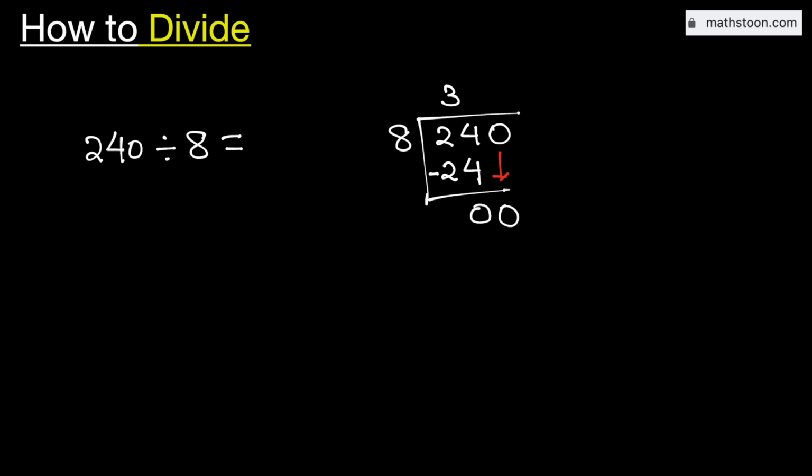Now see that this is the number 0. So we can remove one 0. And we know that 8 times 0 is 0. Subtract, we get 0. As we have no number to bring down here and got the number 0, so we will stop. Therefore, 240 divided by 8 is equal to 30. And this is our final answer.